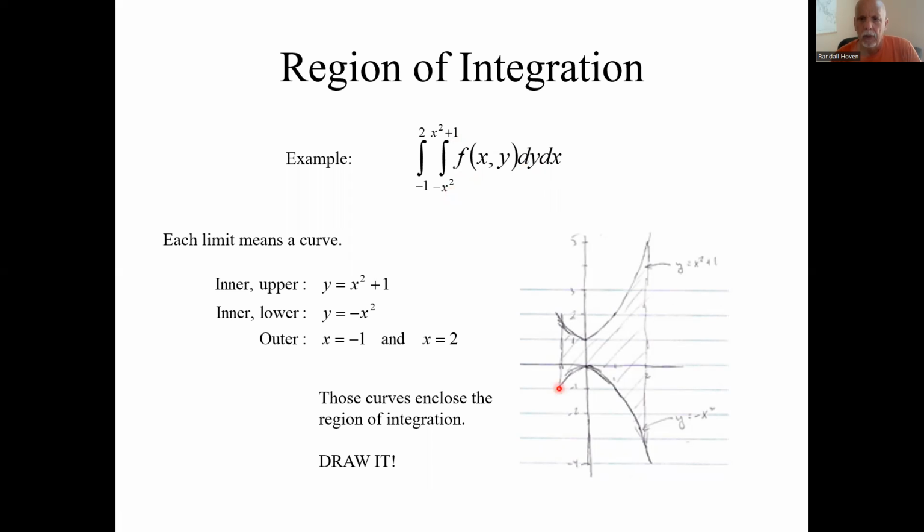So draw it. That's a parabola opening down. The upper limit is y equals x squared plus 1. That's a parabola that goes through the point (0, 1) and opens upward. The other limits are x equals minus 1, draw that line, and x equals 2, draw that line. So the area you're integrating over is this little shaded region here. And it really helps to draw it. In fact, I really have to draw it myself every time I do a double integral. If you try to just think through it, you're probably going to have trouble.